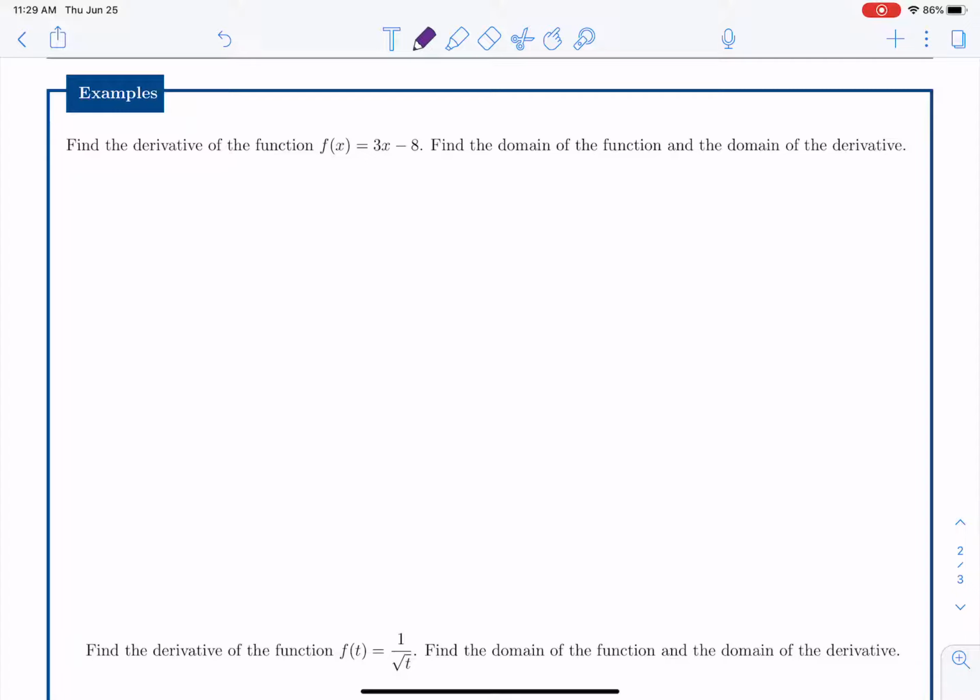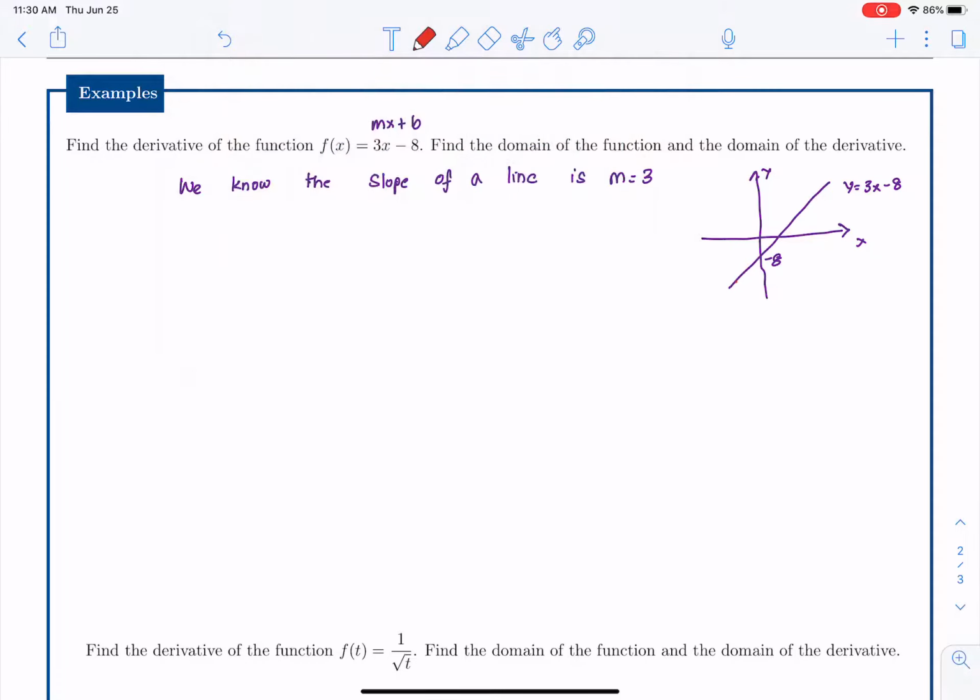So how do we find the derivative of f of x equals 3x minus 8? 3x minus 8 is a line, so it is of the form mx plus b, and we know the slope of a line is simply m, and in this problem it is 3. So if we have a line, the y-intercept here is negative 8, we'll arbitrarily say that that is y equals 3x minus 8. No matter what point I pick on this line, the slope will be the same. So if I drew a tangent line here, no matter what point I pick, the slope is going to be the same. So the slope of the tangent line would simply be 3.